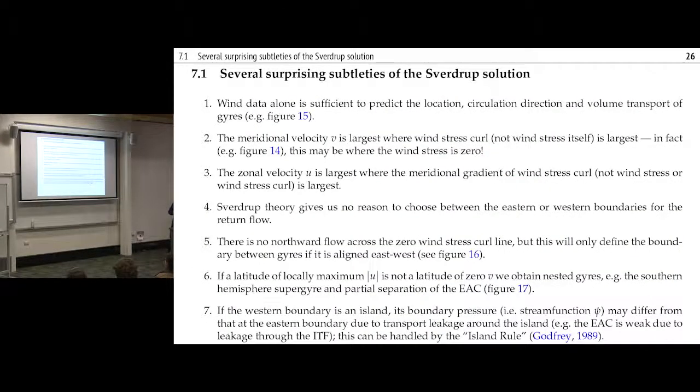So there's a little wrinkle. If you've got an island as one of your boundaries, the pressure on that island, so the boundary condition for the stream function, is not necessarily the same as it is on the other coast. And there's a trick you can do to work that out. It's called Godfrey's Island Rule. And you can work out things like the volume transport of the Indonesian throughflow from that.